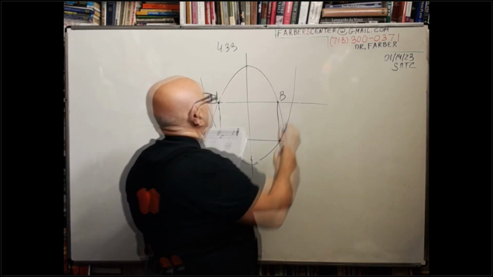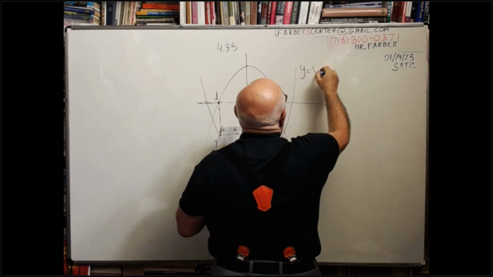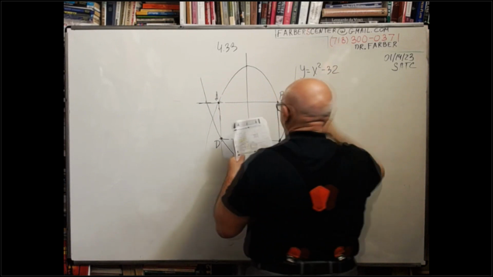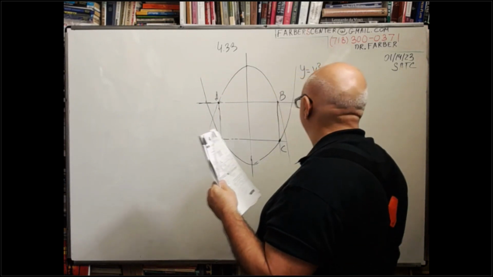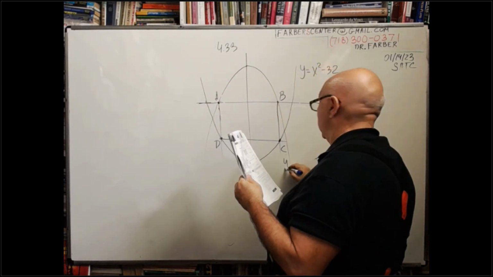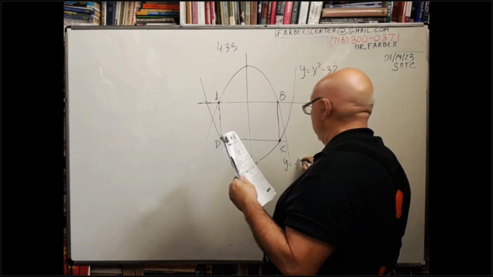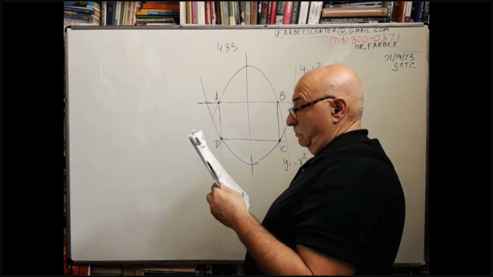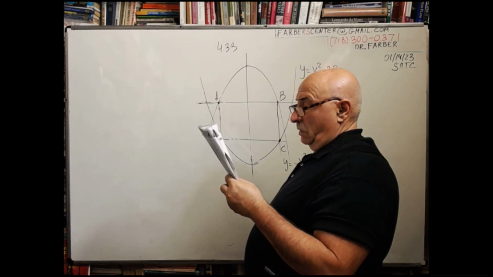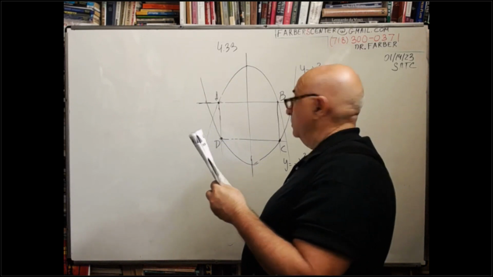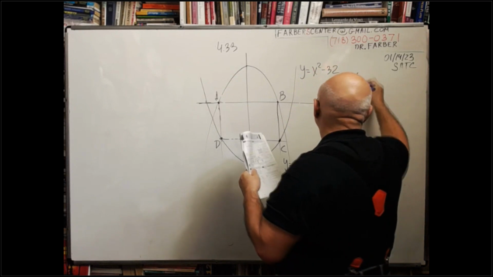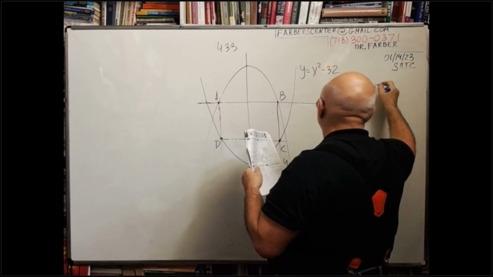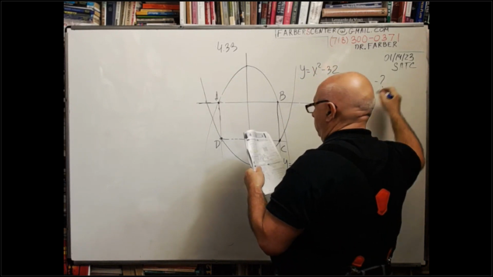An equation of this parabola is y equals x squared minus 32. And this one is y equals negative x squared plus 16. Okay. And they ask you to find the area of the rectangle.